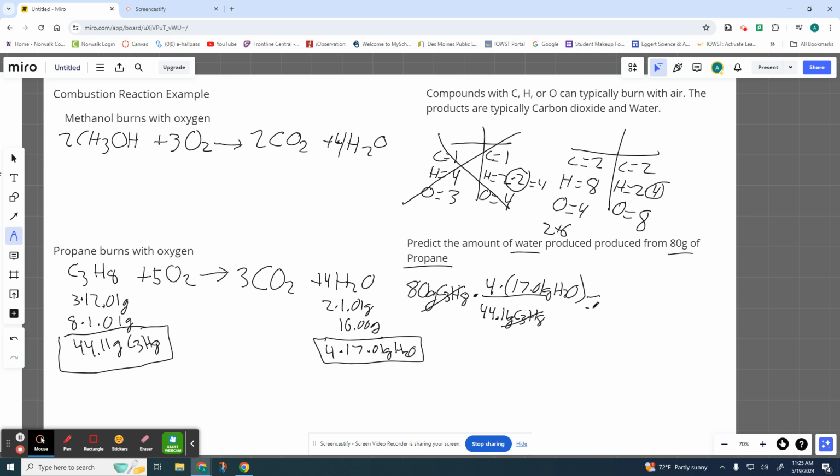Now if you multiply these across the top for a simplification step, we should get something along the lines of 5,443.2 grams of water. If you bring over the 44.11 and divide those, we should get approximately 123 grams of water being produced.